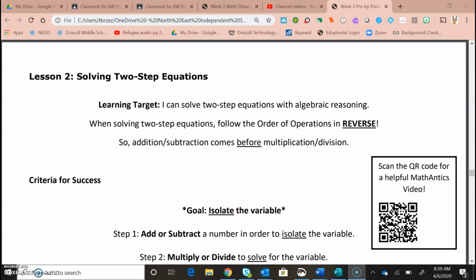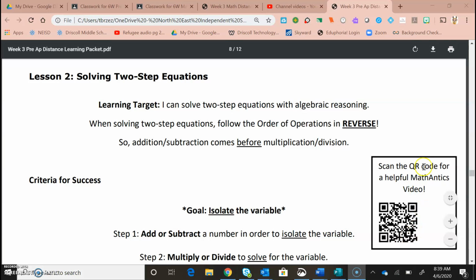The second lesson for this week is solving two-step equations. Our learning target is: I can solve two-step equations with algebraic reasoning. Solving one and two-step equations are very similar, but when solving two-step equations, we want to follow the order of operations in reverse. So addition and subtraction is going to come before multiplication and division.